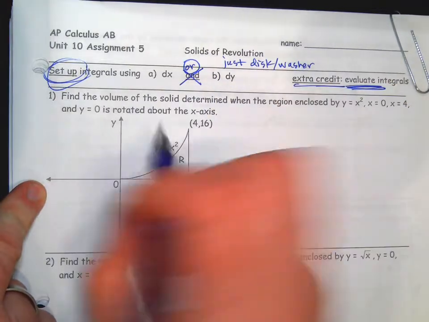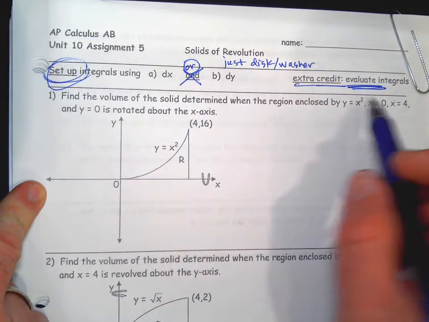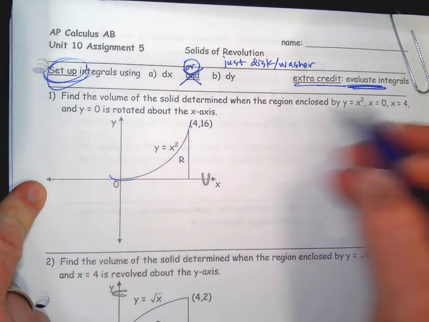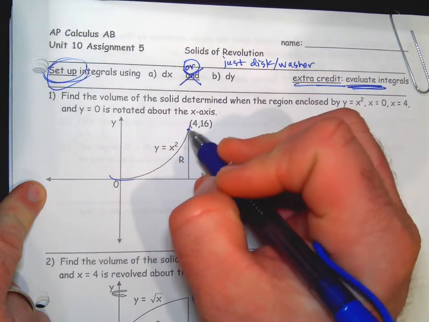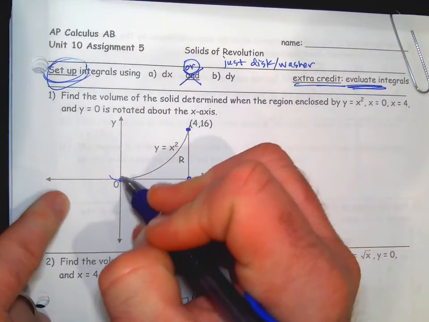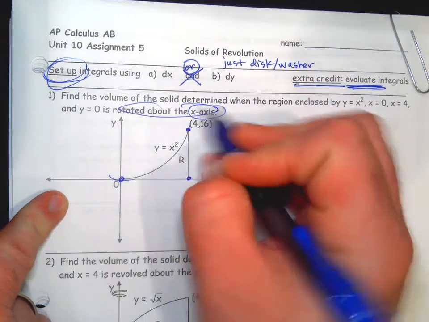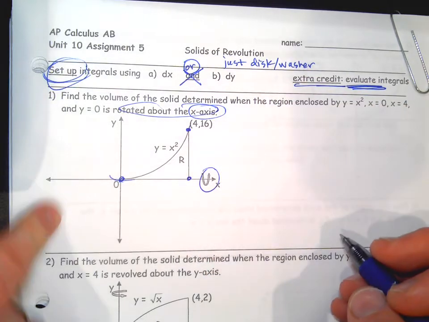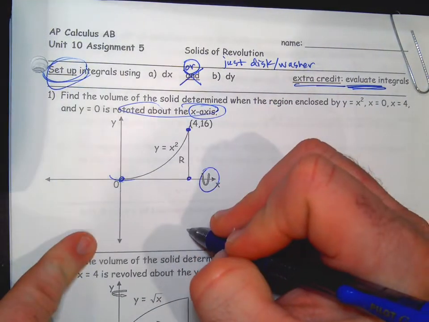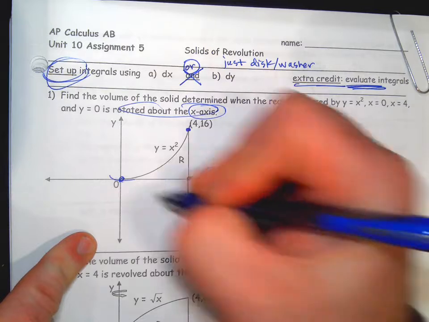So read the problem. Find the volume. y equals x squared, from 0 to 4. You've already been given the intersection. We're going to rotate it about the x-axis. Make sure you rotate it in the right way. So the first thing I'm going to do, I'm going to draw the other half.